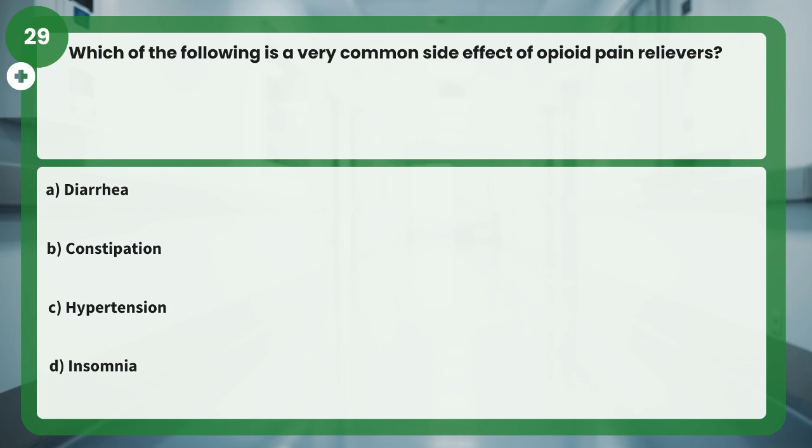Question 29. Which of the following is a very common side effect of opioid pain relievers? A. Diarrhea. B. Constipation. C. Hypertension. D. Insomnia.